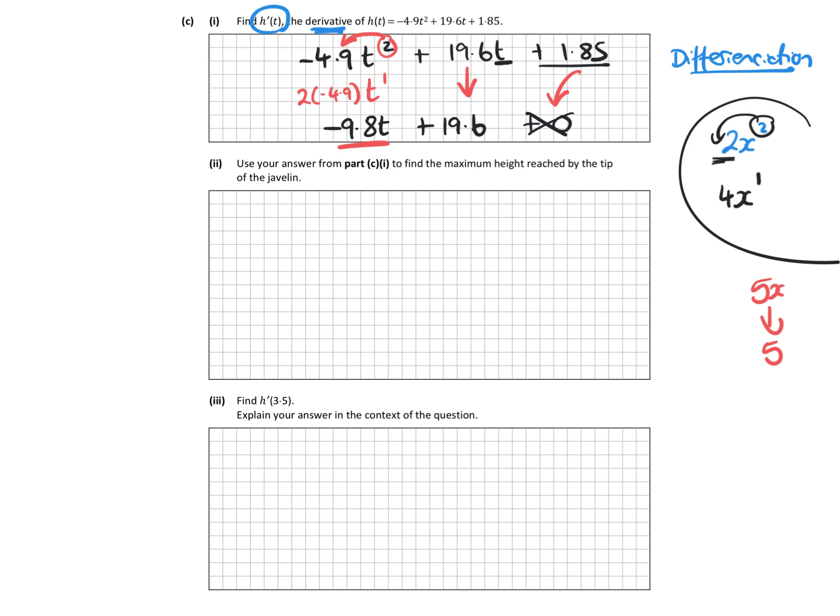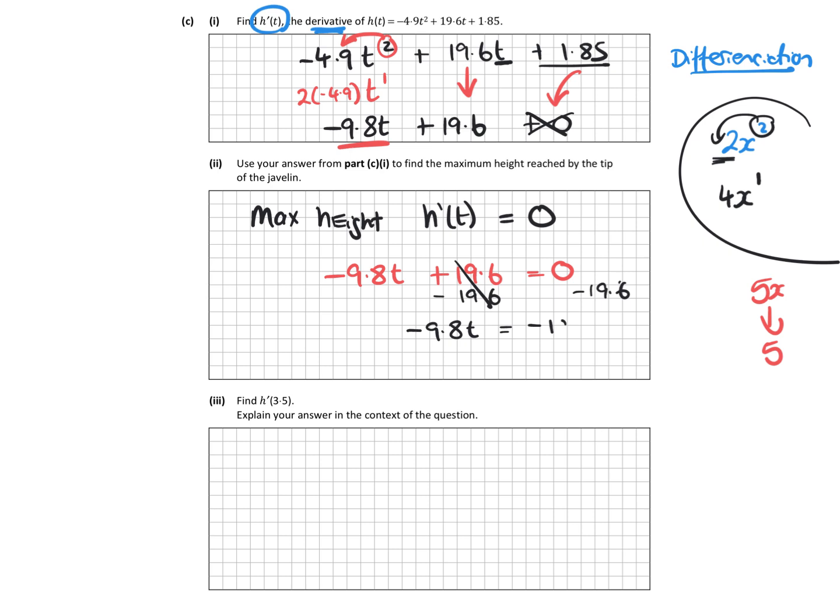So we have an idea what the maximum height is from our graph, but we're going to use calculus to say exactly what that is. So remember, for the max height, your differentiated equation is equal to 0. So all we're going to do is let the differentiated equation equal 0. I'm going to do letters to one side, numbers to the other, and I get minus 9.8t equals minus 19.6.